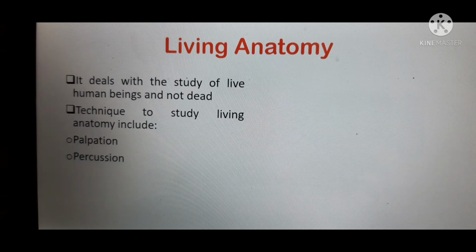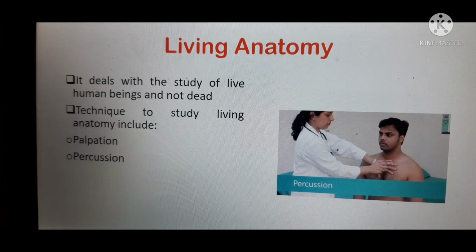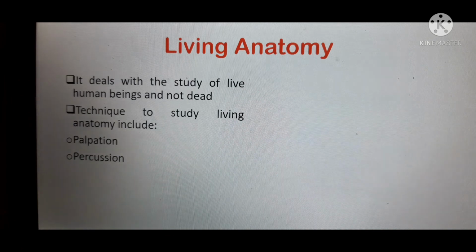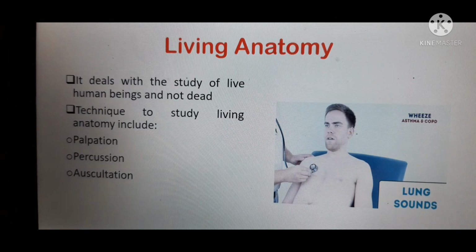Next is percussion. What is percussion? It is also a method of physical examination in which we tap on body parts with our fingers. Then auscultation. What is auscultation? The listening of sounds from the heart, lungs, abdomen or other organs with the help of a stethoscope.